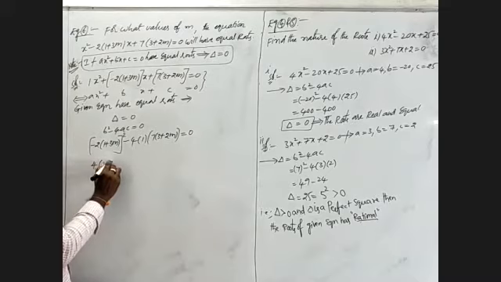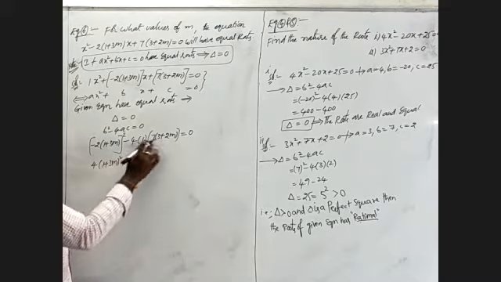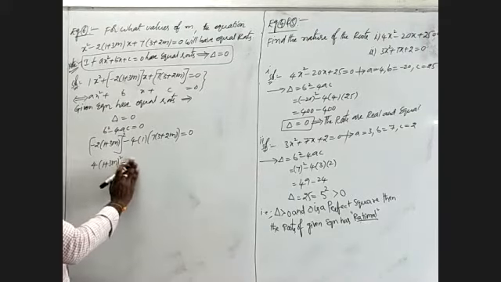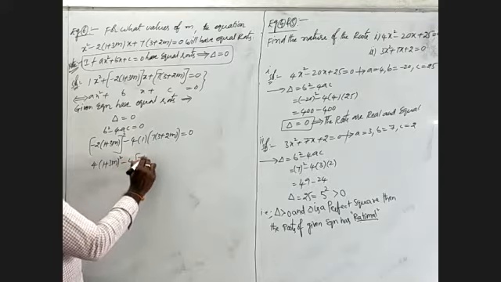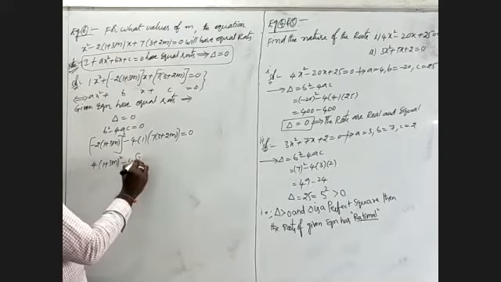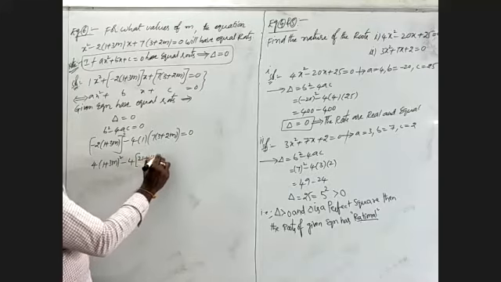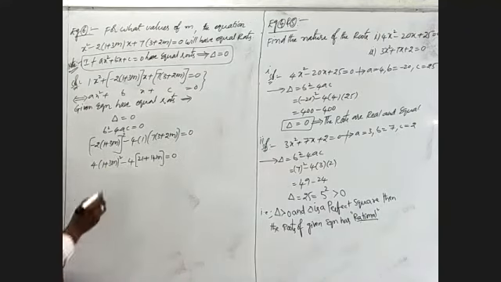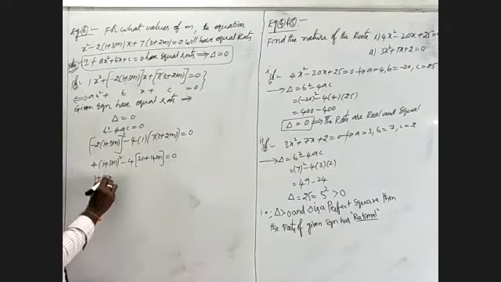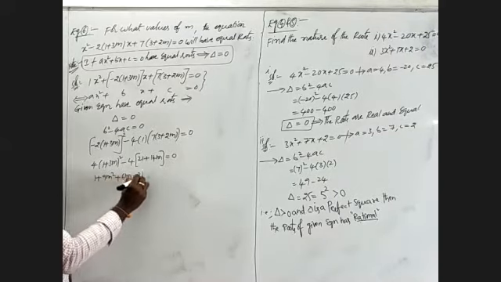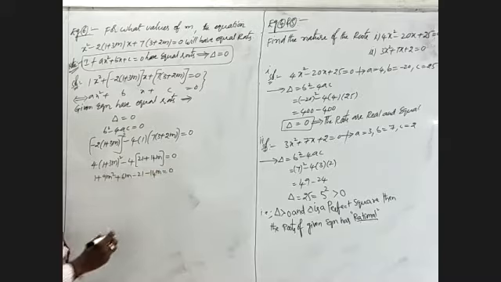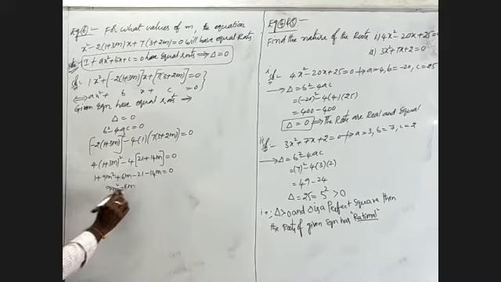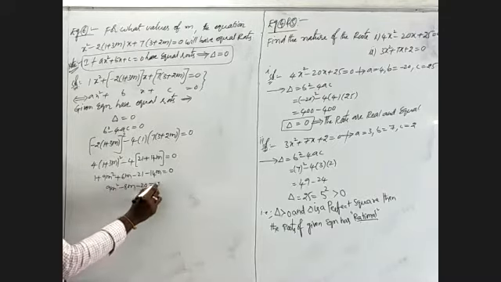I will write 4 into (1 plus 3m) whole square minus 4 7s are 28 into the remaining. Or I will write 4 into 7 into, how to multiply this, 7 3s are 21 plus 7 2s are 14m, is equal to 0. I will take 4 common, and the right side value is 0. Remaining we have to expand: 1 plus 9m square plus 6m minus 21 minus 14m is equal to 0. That is 9m square minus 8m minus 20 is equal to 0.